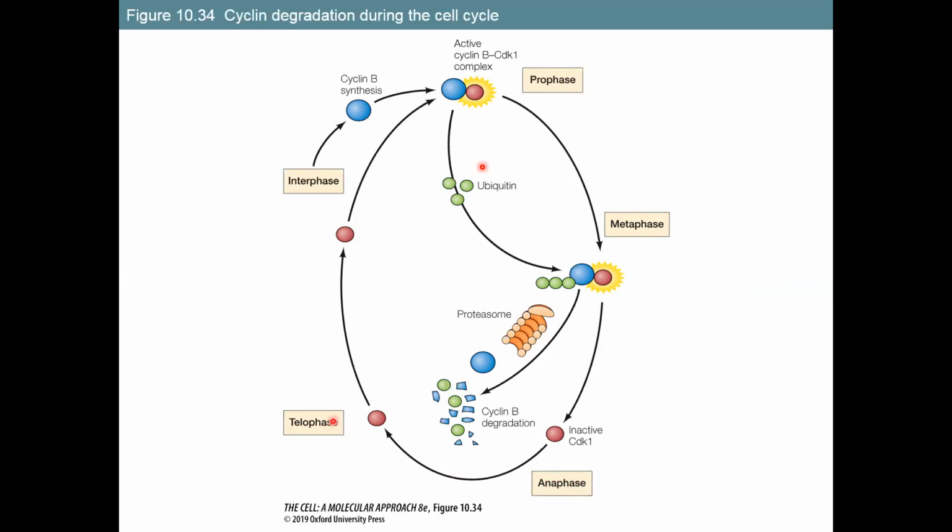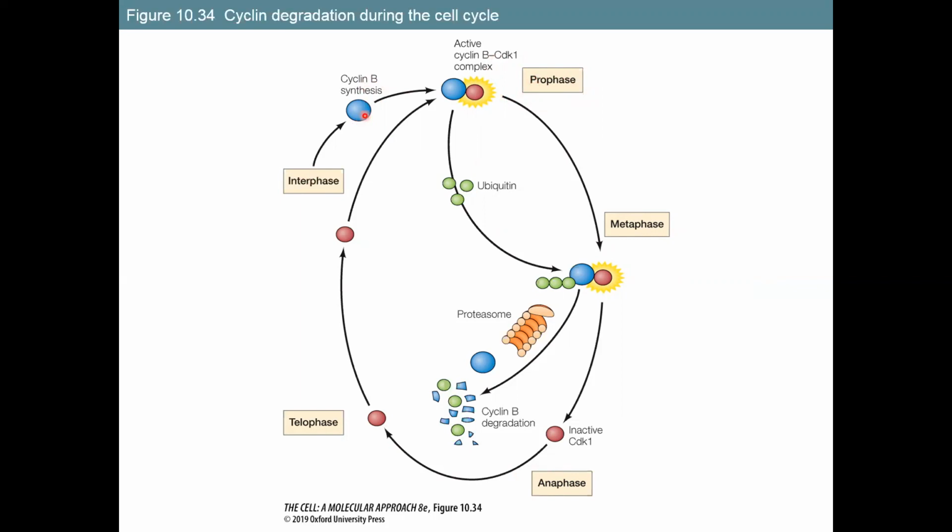Well, the thing that controls a cell going from interphase into prophase is the activity of this thing called CDK1. This is a protein kinase. It phosphorylates other proteins, specific other proteins, and that phosphorylation event is what allows it to progress into prophase. Now, CDK1 only works when it is bound to cyclin B.